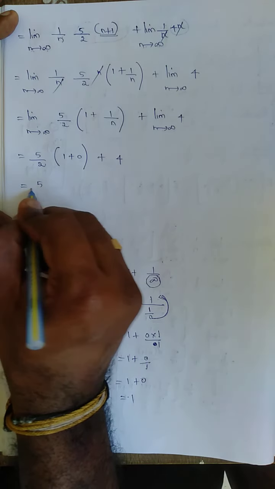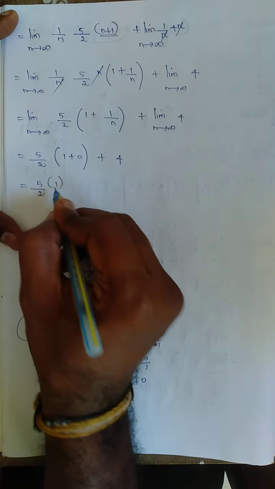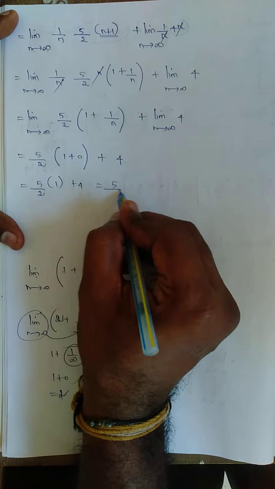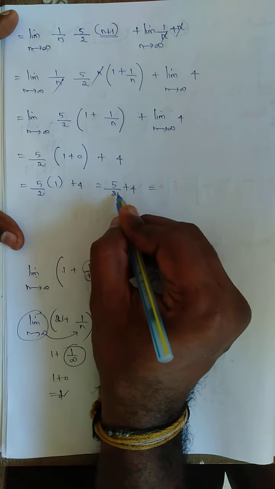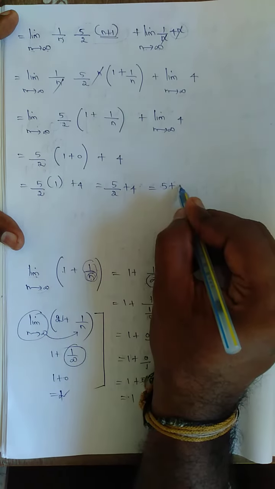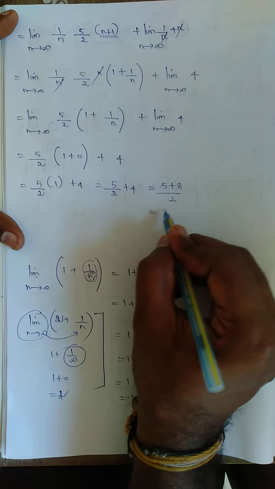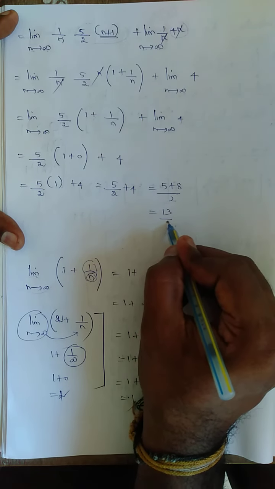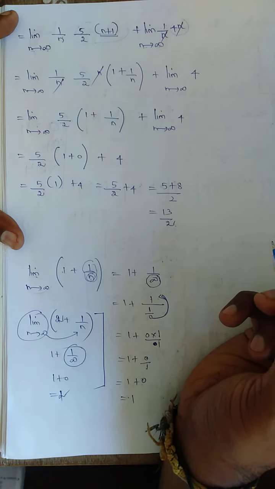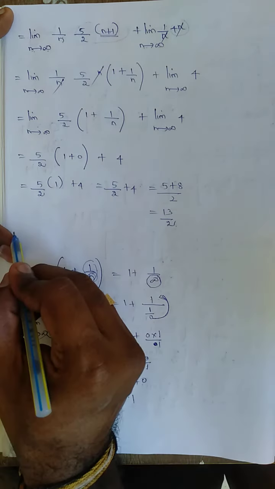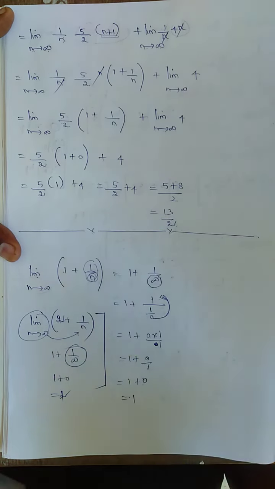So 5 by 2 into 1 plus 4 is nothing but 5 by 2 plus 4. Cross multiplying, 5 plus 2 fours are 8, so 5 plus 8 is 13 by 2. 13 by 2 is the required answer for this sum. With this, we are finishing this sum. Thank you.